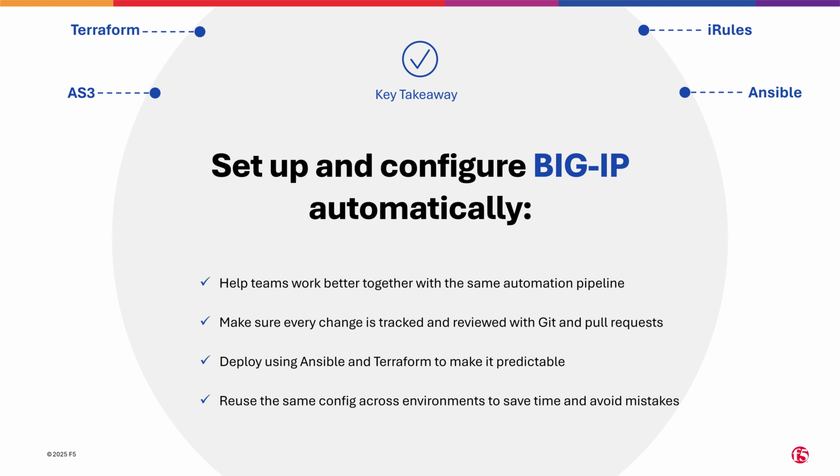Terraform keeps infrastructure in version-controlled code. With Terraform Cloud, teams avoid conflicts and track changes easily. Ansible uses dynamic inventory from Terraform outputs to deploy AS3 and iRules to the right Big IP instances. When used together, these tools make the process predictable, reduce errors, and help teams reuse the same config across environments. It also makes collaboration much easier and standardized.